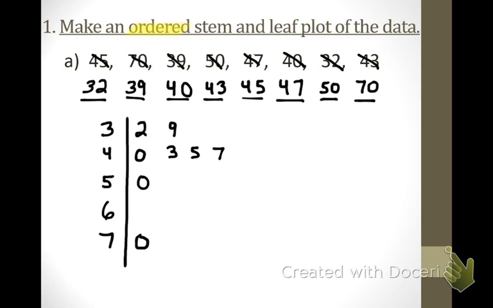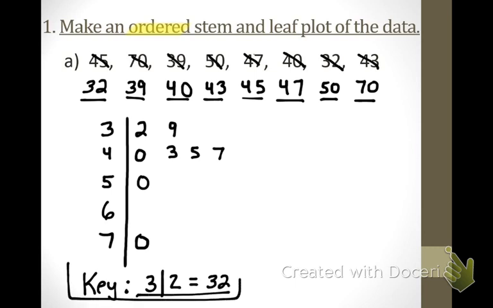So for me, I'm going to go ahead and write down here, key. Basically, if you see that there is something that has 3 and then it has that line and a 2, that means you're just going to stick an equal sign there. That means that that is a 32. Then what you want to do each time is go ahead and box your key in. So this is how you do a stem and leaf plot.